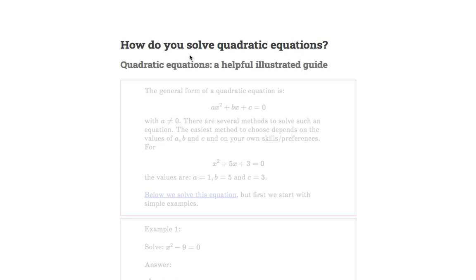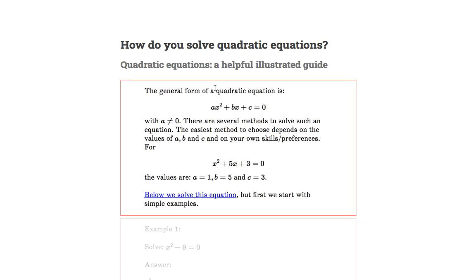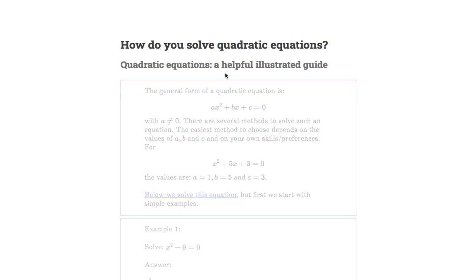Today we're going to discuss quadratic equations. How do you solve quadratic equations? First, we're going to look at some simple examples. Then, we're going to look at the general formula to solve quadratic equations. Then, the product sum rule to solve quadratic equations, and completing the square. And we will solve the equations using three methods.